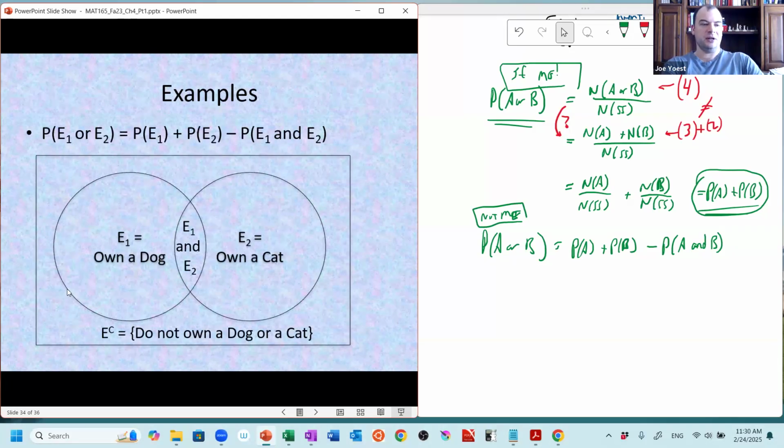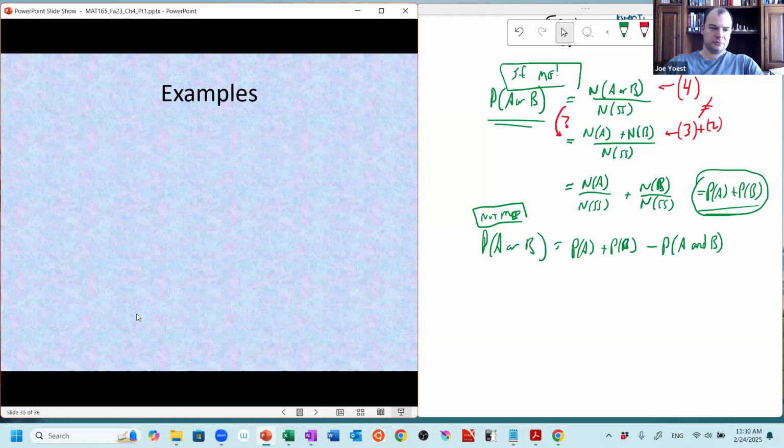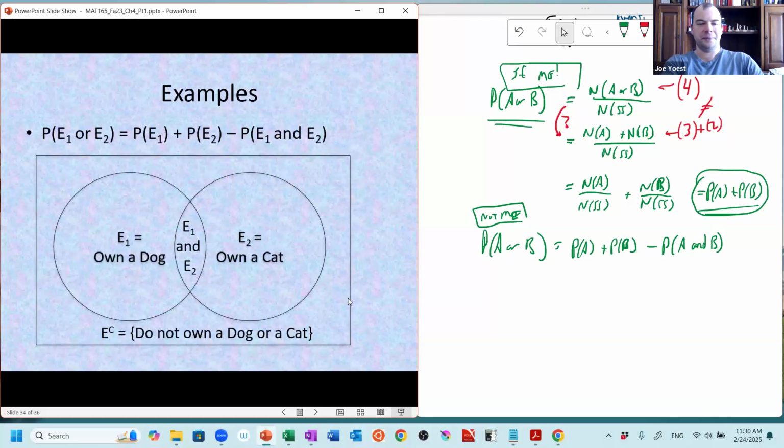Right here, I have a Venn diagram with all of the homeowners in the whole country, let's say. I have one event that's they own at least one dog, possibly own a cat as well, but maybe not. I have another event, they own a cat, possibly own a dog as well and are in the intersection, or possibly own only a cat and no dog. They'd be on the right-hand side of this event two over here. And then there are the people outside of both circles that own neither a dog nor a cat.